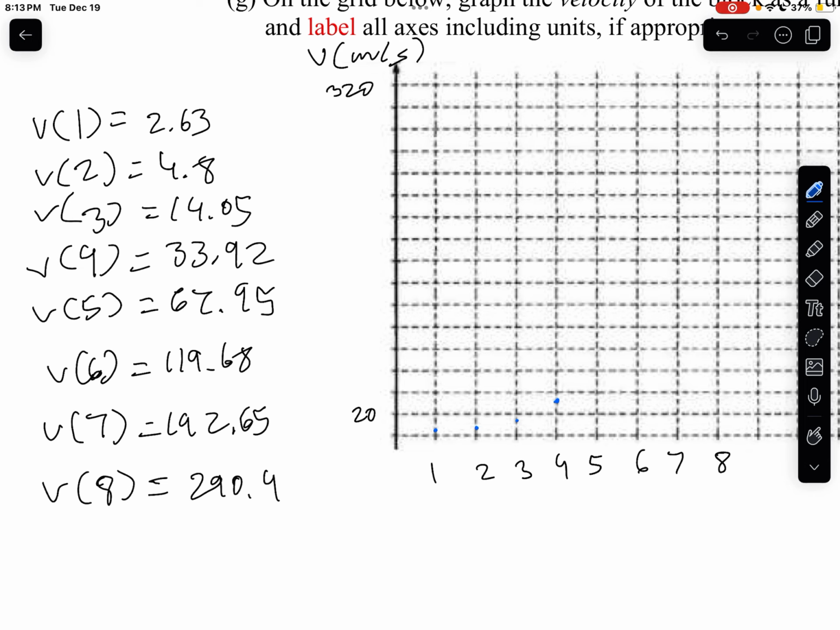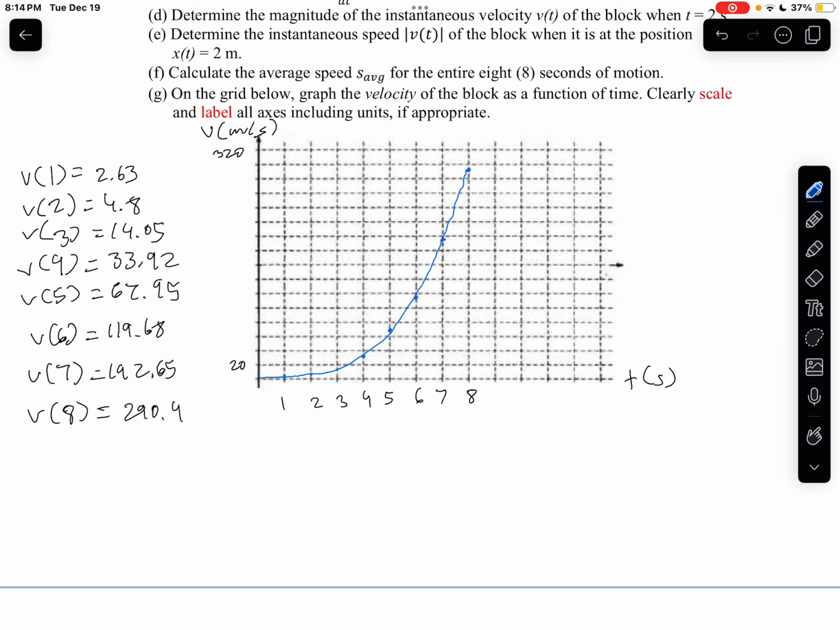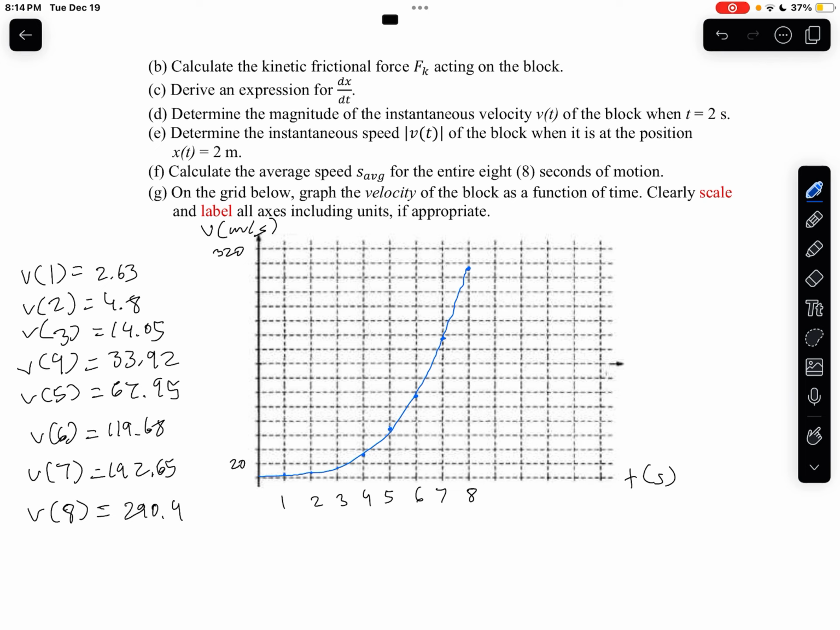And then V of 5, like I said before, is somewhere around there. Then 6, 119, so 40, 60, 80, 100, 120, right there. 192, around 200, so right there. Last one, 290, a bit above 280. Okay, now that's done. Now I just need to connect the dots. Okay, that is the velocity graph.